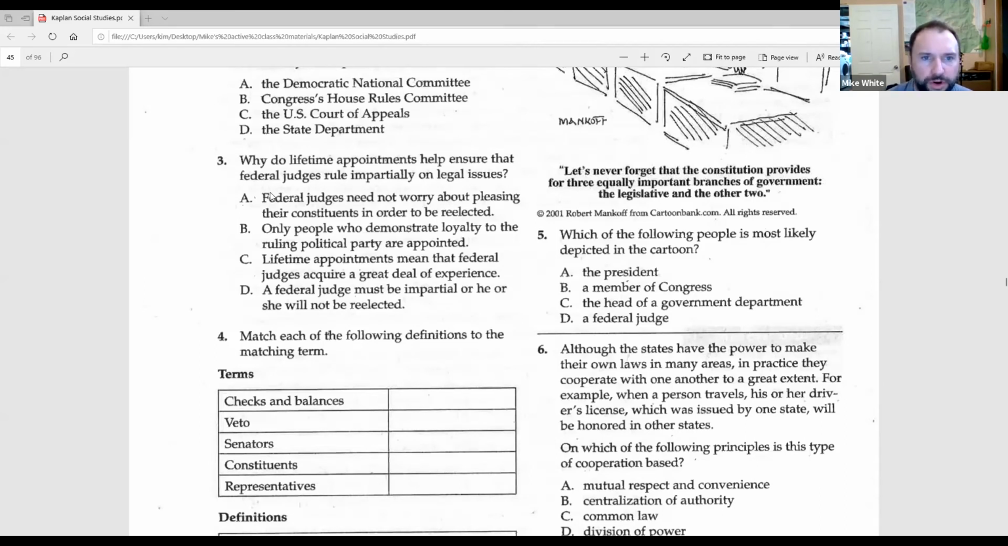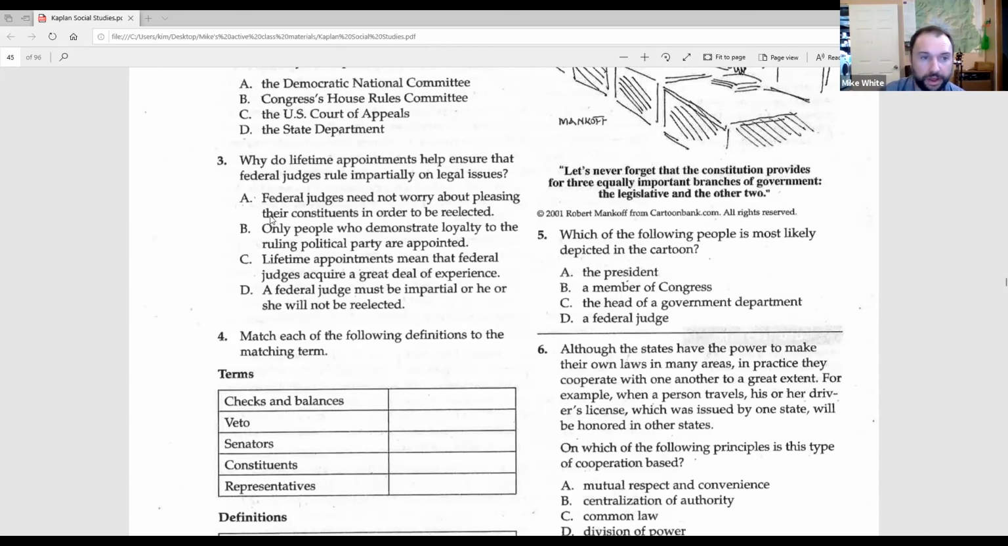So while we're finishing up, I'll go ahead and summarize and read the question here. We're just doing number 3, and then I think we'll eventually get to number 4, and we'll just end there. But number 3 says, why do lifetime appointments help ensure that federal judges rule impartially on legal issues? Okay. So again, to answer this question, you need to have at least a little bit of vocabulary, right? You have to know what impartial means.